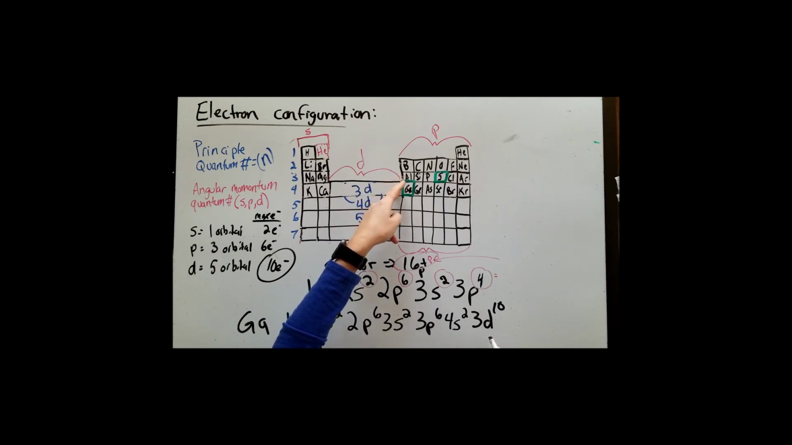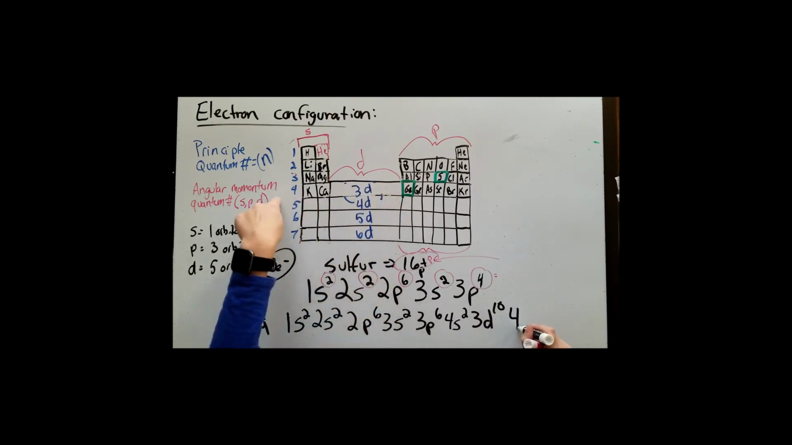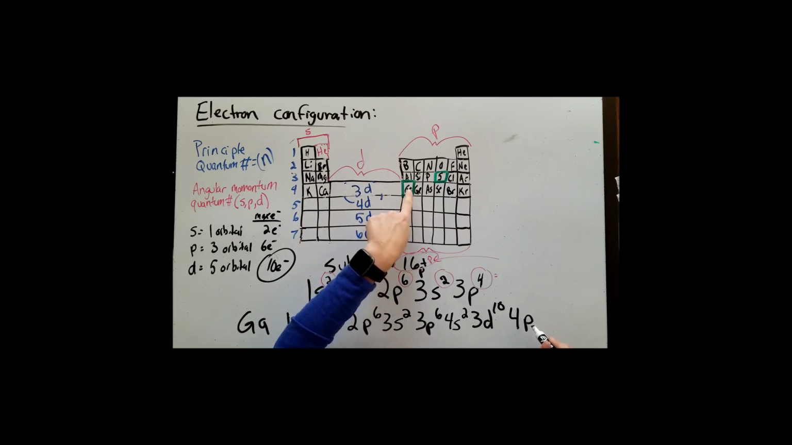So I'm at zinc. Then I hit the P's again. I'm going to go back up to 4 because I'm in period 4. Now I'm in the P's, and gallium is the first one in the 4 P's. So I would write 4P1.